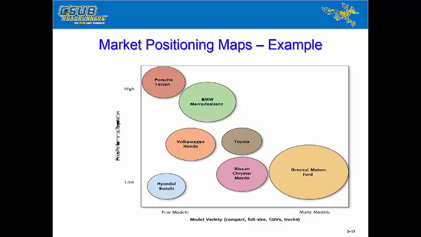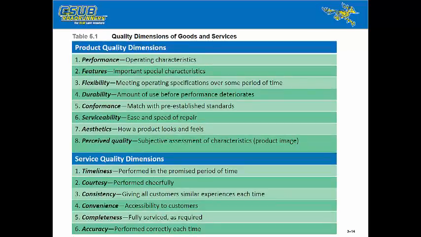And the other companies you'll see here, Hyundai and Suzuki, are specialized in a couple of models, but they also have very low price. And Toyota, for example, kind of is in the middle. They've got a medium price and a medium number of models. So that tells me something I didn't already know about the various auto competitors, as an example.